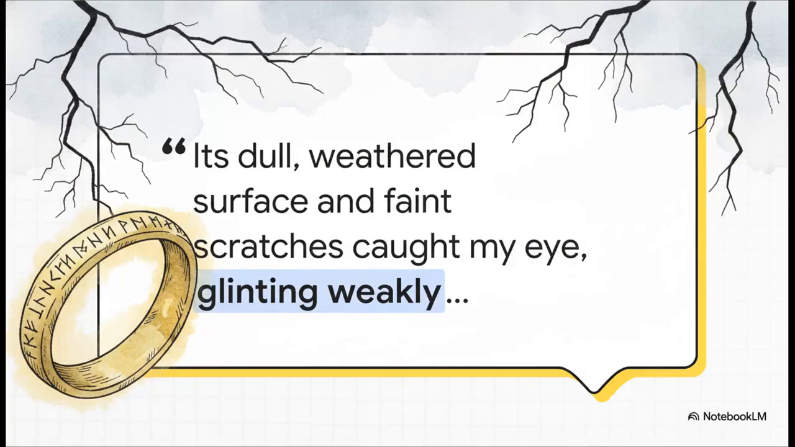And this brilliantly illustrates exactly what we mean. Let's look at this gold standard example of a student describing a gold ring. "Its dull, weathered surface and faint scratches caught my eye, glinting weakly beneath the fractured flashes of lightning. Strange, faded inscriptions etched around the band." Wow, right? Notice the cinematic, atmospheric tone here. The sensory language, glinting weakly beneath fractured flashes of lightning, the faded inscriptions. It paints an incredibly vivid, captivating picture for the examiner.